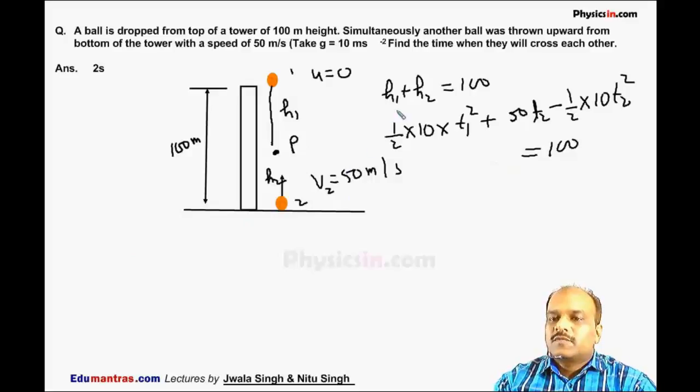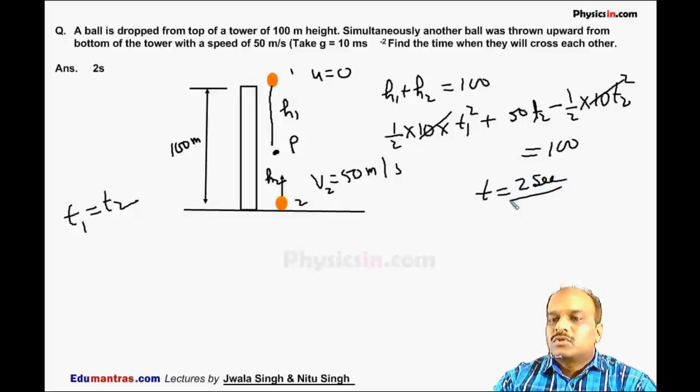We can also say h1 is this, h2 is this, and we can also say that t1 and t2, since these two balls are dropped and thrown, so they meet, so it means t1 must be equal to t2. So if I equate this t1 and t2, these two terms will cancel out and we get t equal to 2 seconds. So after 2 seconds these two balls will meet.